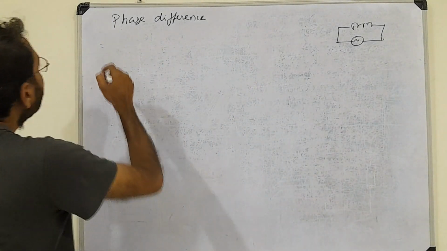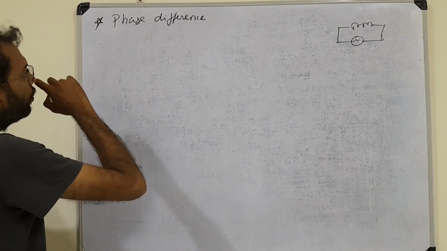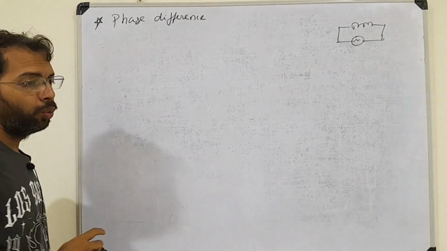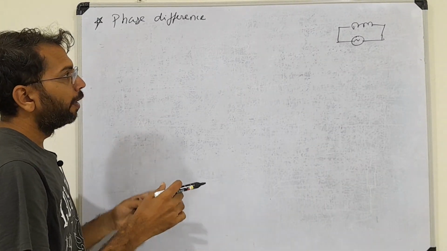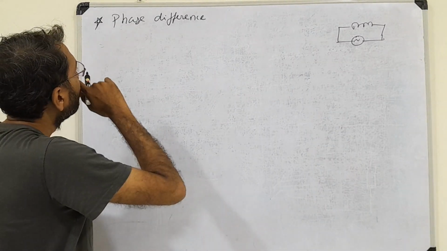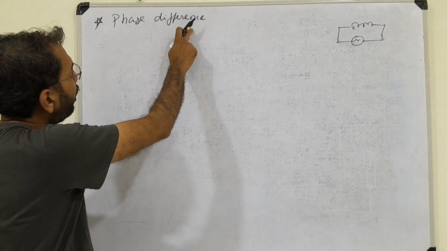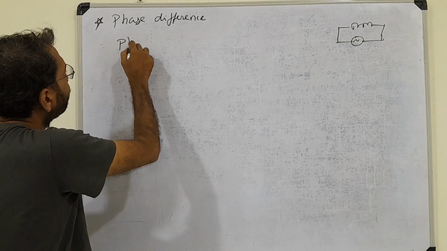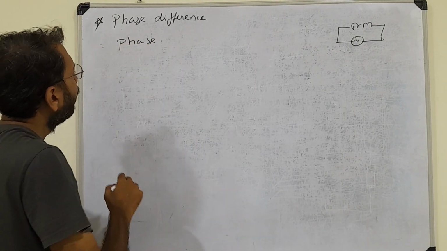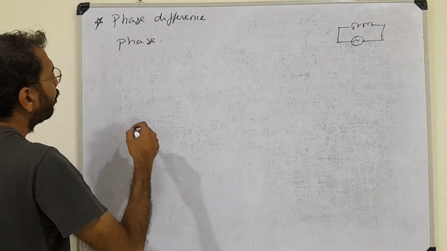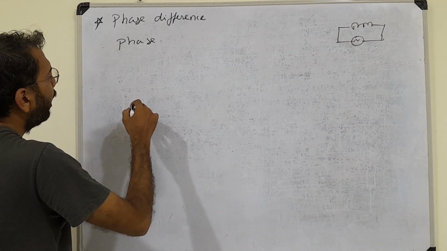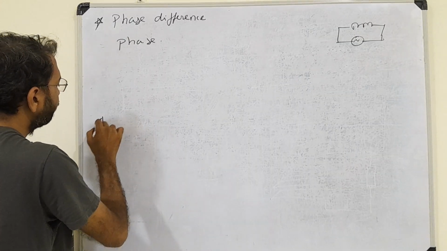So phase difference is a general term which applies to waves, phenomena which are related to waves. So before we discuss phase difference, let us talk about what is phase. In wave motion, when something goes in the form of a wave, you can have, for example, a spring.